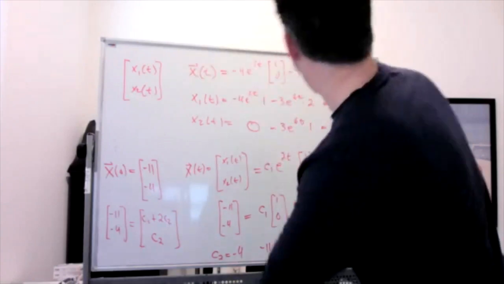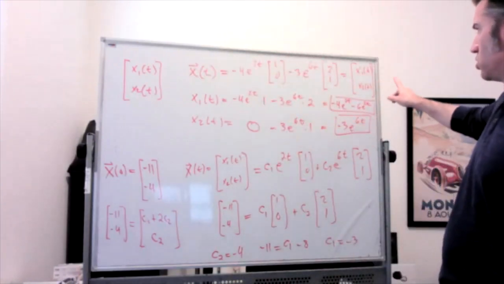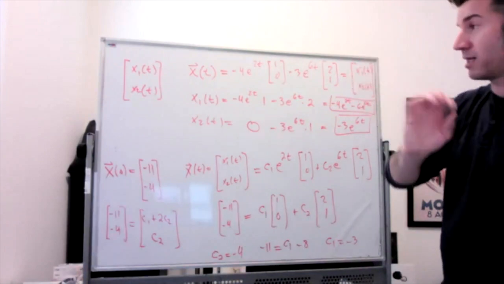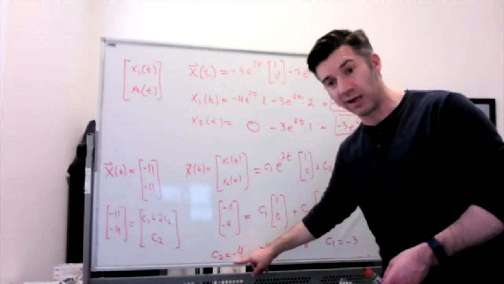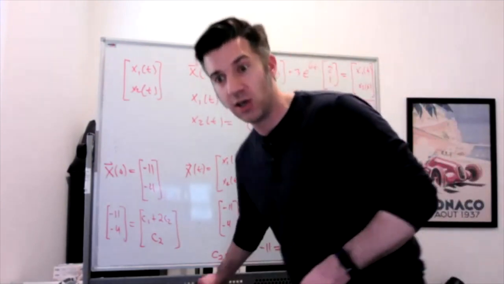Shouldn't -4 and -3 be switched? Oh, could be. I could have blown it. You are correct. Thank you so much. Yeah, right. My c2 was -4. My c1 was -3. Oh, good catch. Thank you so much, Julia.